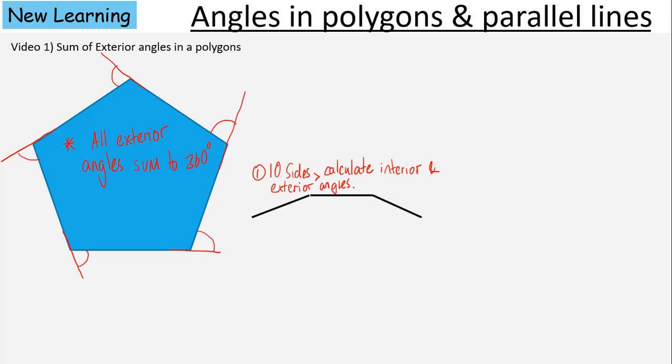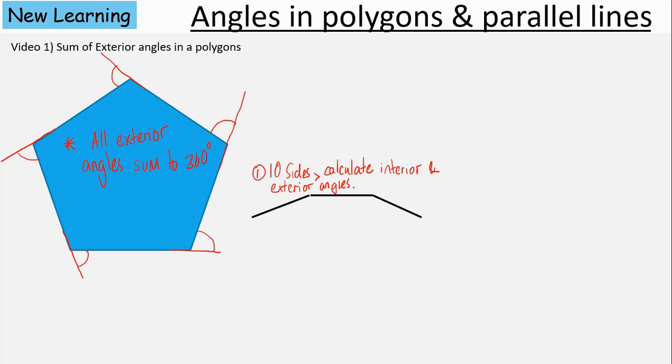Here I've got a 10-sided shape. I know that just because I'm told it. I've only been bothered to draw out 3 sides of that shape instead of all 10. And I've been asked to calculate the interior and the exterior angles. Now this is a regular shape, so that means that all the interior and exterior angles are going to be the same. So how do I use that property to help me?